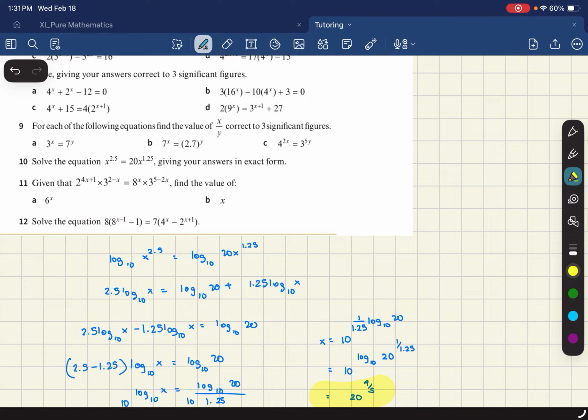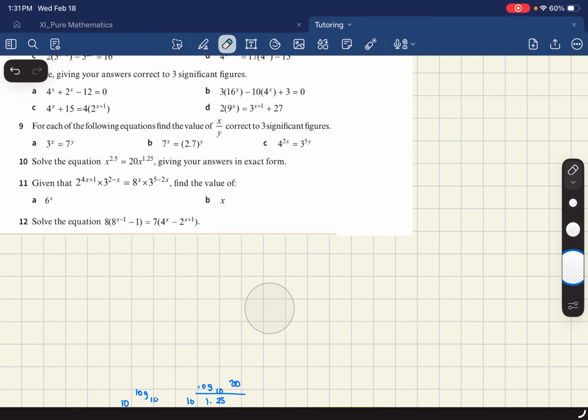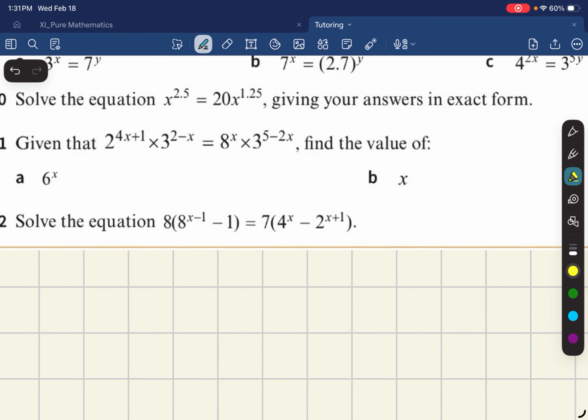So did I miss something? X has to be a positive value. Yes, x has to be a positive value. And is there an extra value of x that we somehow may have missed? I don't think so. So I think 20 to the power 4 over 5 should be our final answer.